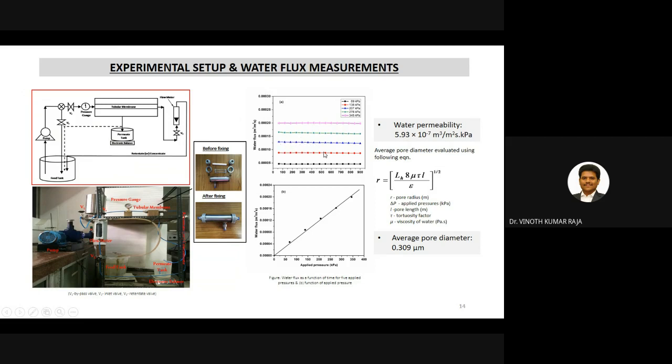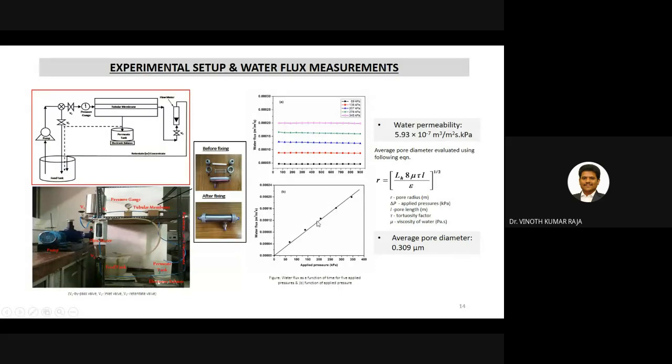The variation of water flux with applied pressure is also represented here. This is the respective time for each pressure, and the water flux with respect to applied pressure. It can be seen from this figure that the water flux increases linearly with the increase in applied pressure. This stipulates that the variation in flux is exclusively by convection. So the flow rate is proportional to the pressure, and it is also in accordance with Darcy's law.